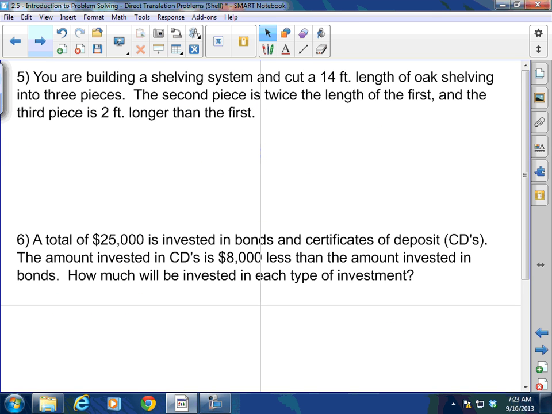All right, let's do a couple more. You're building a shelving system and cut a 14-foot length of oak shelving into 3 pieces. The second piece is twice the length of the first piece, and the third piece is 2 feet longer than the first. Okay, I want to find the length of all 3 pieces.